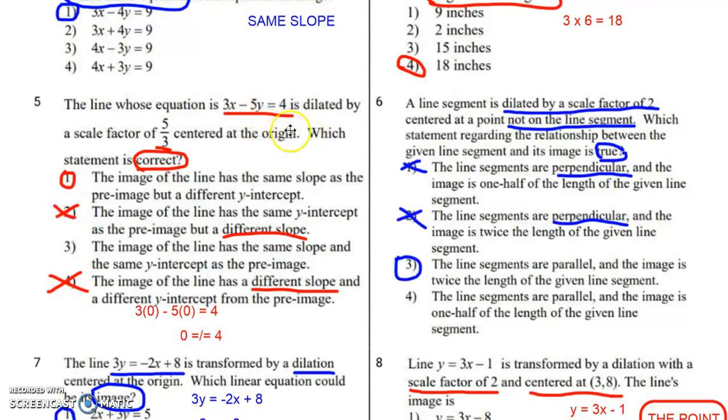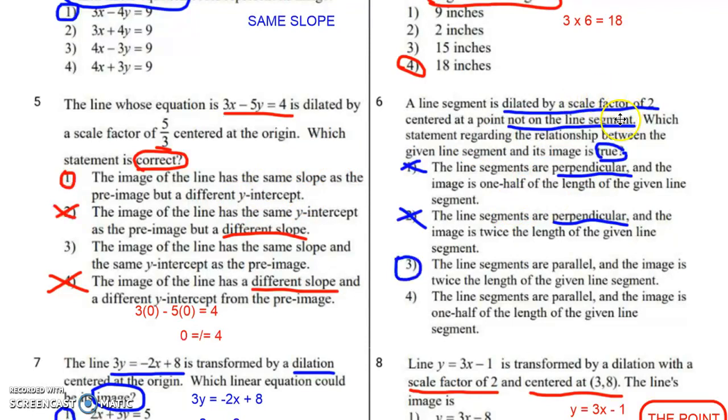So we're just going to test to see whether the origin is on this line. The easiest test to do that is to plug in or substitute 0, 0, which is the origin, into our equation. 3x minus 5y equals 4, 3 times 0, 5 times 0, 4. And you can see that 0, 0 is not a solution to the equation. The origin is not part of the line, which means that it's going to have the same exact slope, but a different y-intercept. It's going to be a different line.